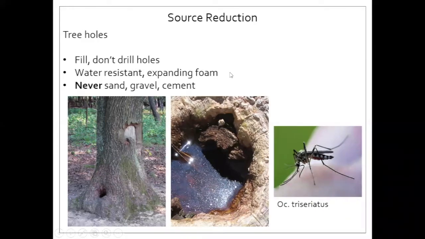You want to use expanding foam, water-resistant expanding foam. This will allow that foam to kind of grow with that tree. You never want to use sand or gravel or cement. Those just are not effective. The cement is going to damage the tree. The sand or gravel is just not really going to work.